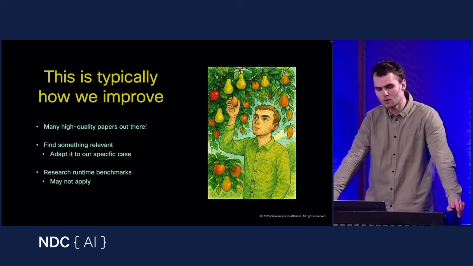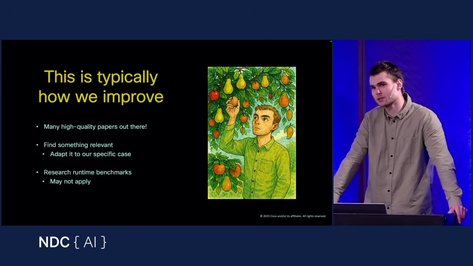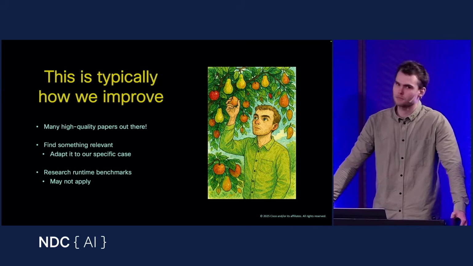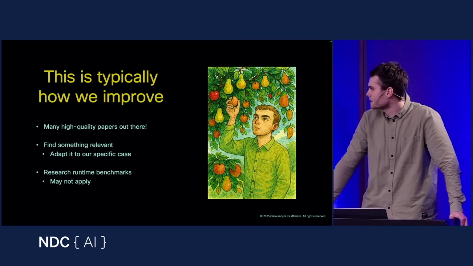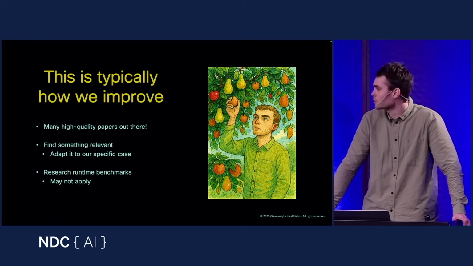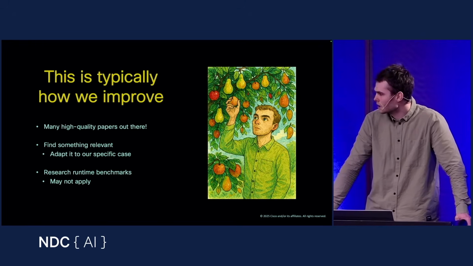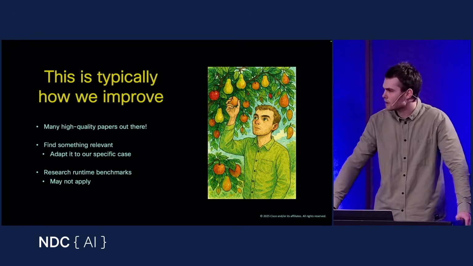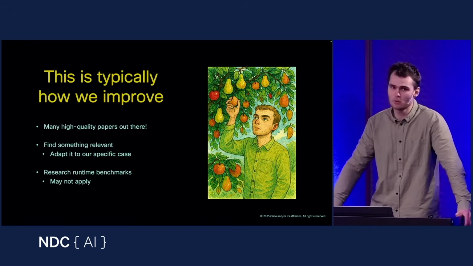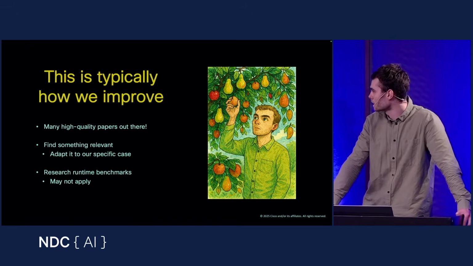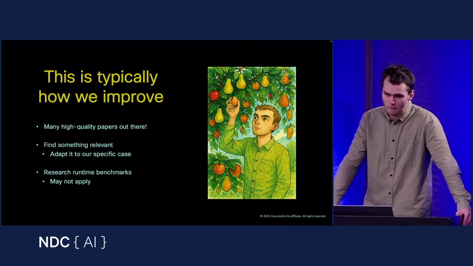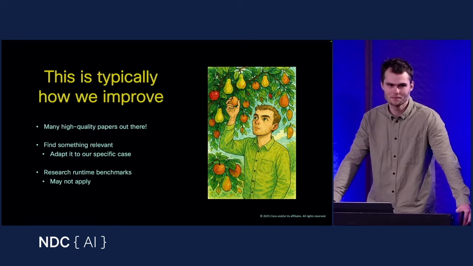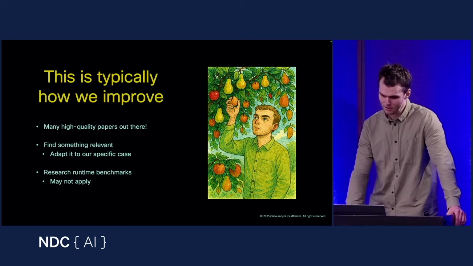Something we have learned, though, is that research runtime benchmarks just aren't necessarily relevant for us. You might have papers that say they went significantly down in parameters and floating point operations and got some great results. And then we try them, and that's true. The other day we halved the number of parameters of a model and maintained the same scores. But we also ran more than 10 times slower on our actual hardware. So, keep that in mind.